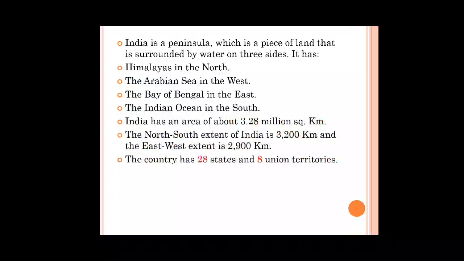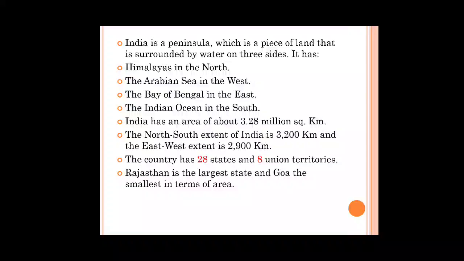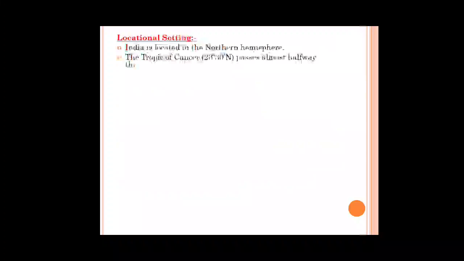India is located in the northern hemisphere. The Tropic of Cancer passes almost halfway through the country from south to north. Mainland of India extends between 8.4 degree north and 37.6 degree north latitudes. From east to west, India extends between 68.7 degree east and 97.25 degree east longitudes.